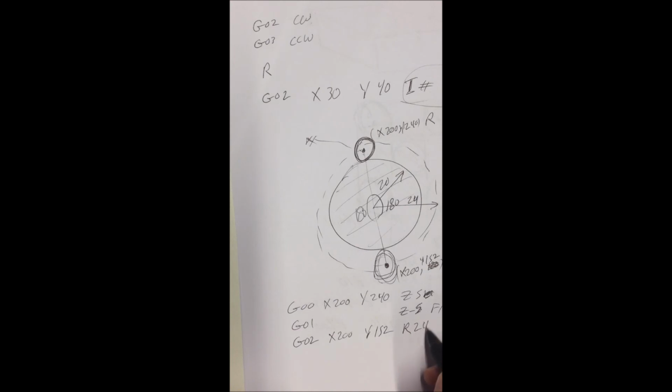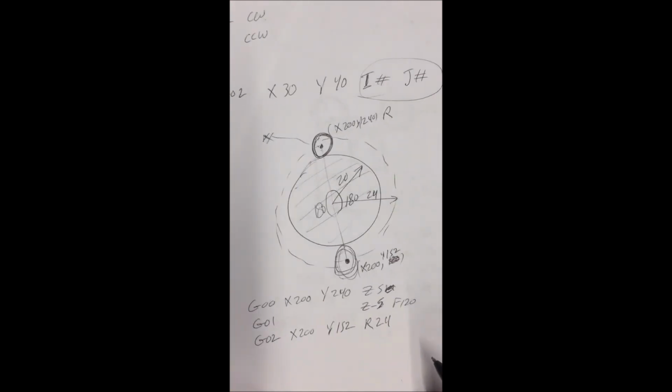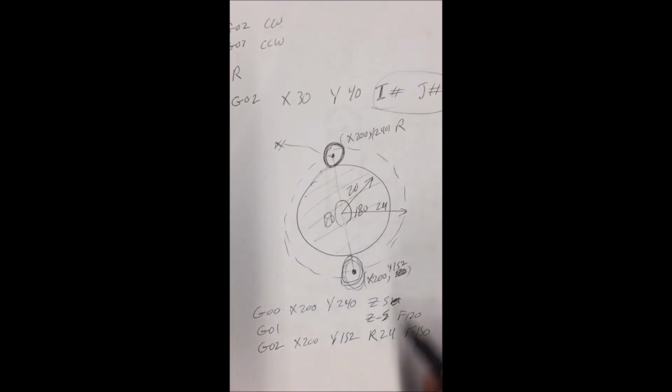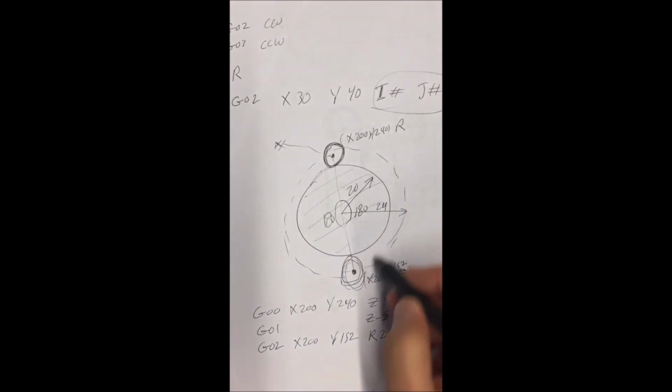Okay, I will go in this direction. G02, go where X is equal to 200, Y is equal to 152, and the radius is 24 millimeters. You may change the feed rate, by the way, if you'd like to make it higher or lower, it's up to you. Now I've cut a half of the cylindrical shape. I would like to cut the other half.